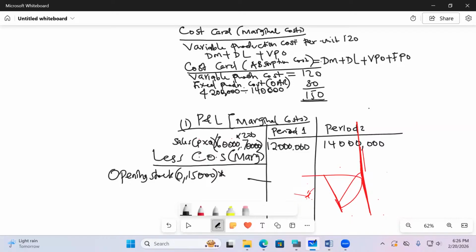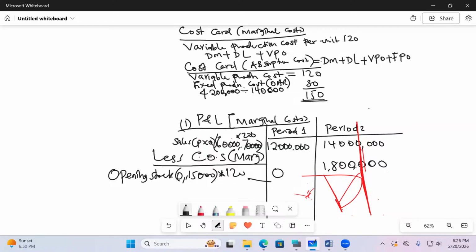So we continue, ladies and gentlemen. Remember this time round, we are using marginal. So I'm picking the marginal cost per unit, which is 120. So when I write 0, 15,000, 0 is for period 1, and 15,000 is for period 2. So 0 times 120 for period 1 gives me opening stock of 0. How about 15,000 times 120? 1.8 million. So here we have 1.8 million.